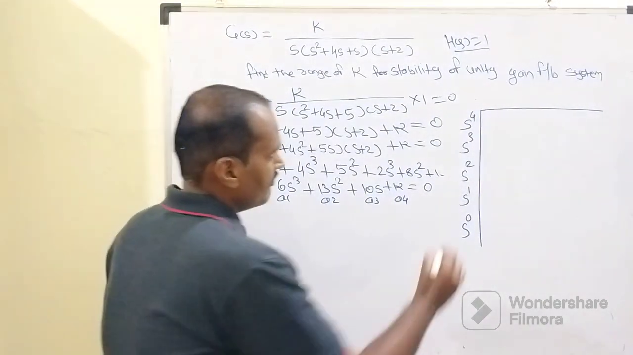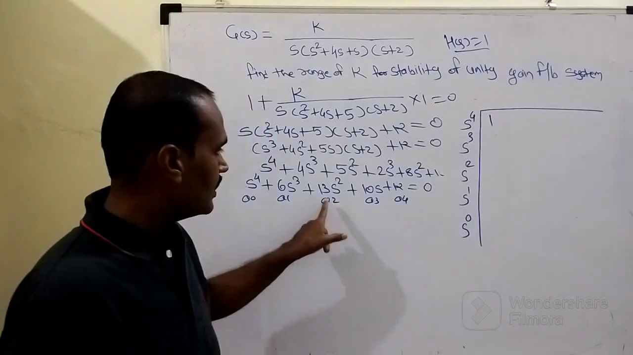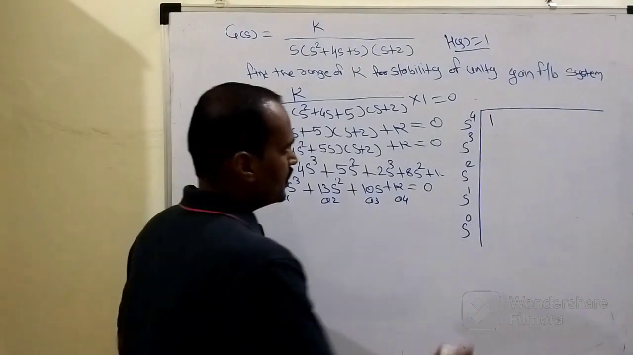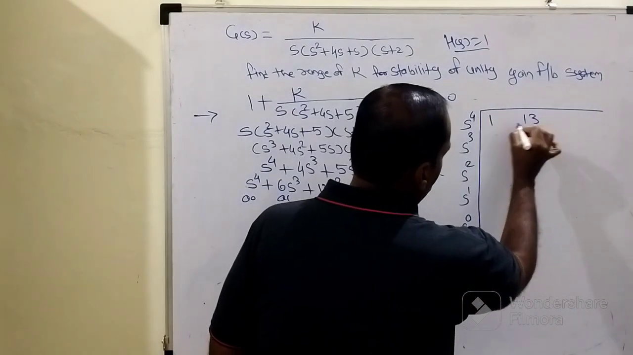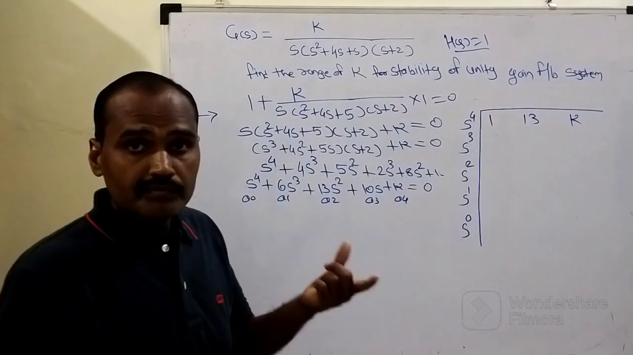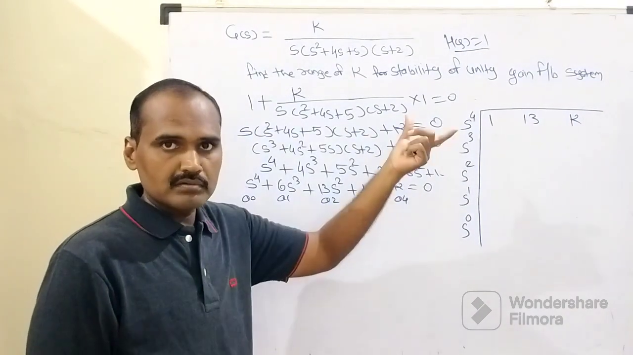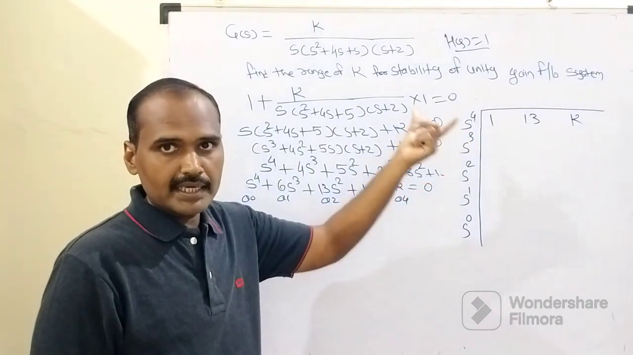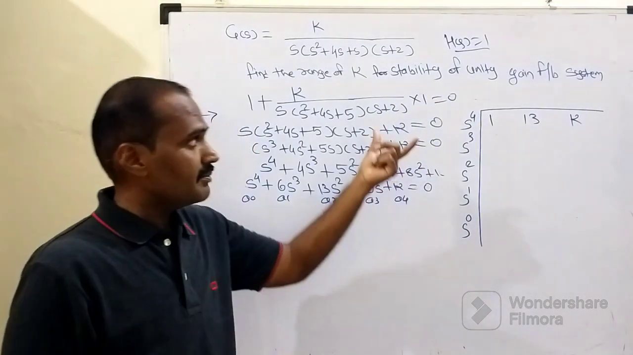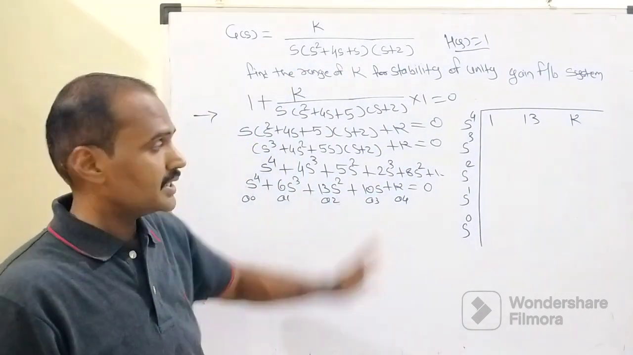So A0 is nothing but what? 1. Here I will write. A2 is nothing but what? 13 times of S square. So coefficient of S square is 13. So A2 will become 13. As far as A4 is concerned, this K itself is A4, right? We are supposed to determine the overall range of this unknown variable K, for the stability of this given unity gain control system, whose forward path gain is equal to so and so, right?